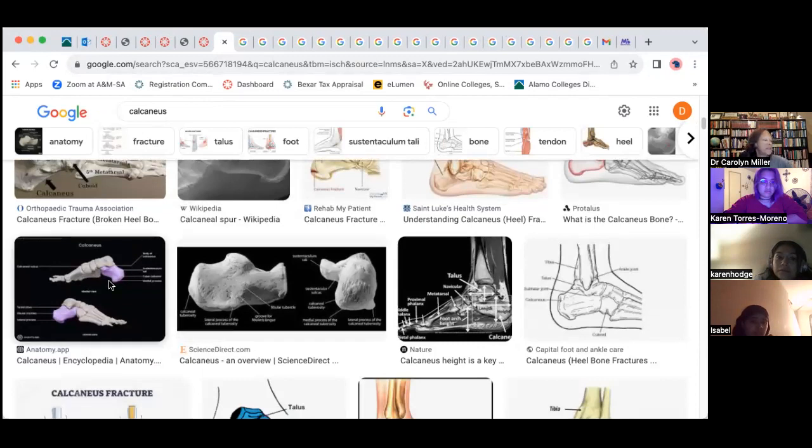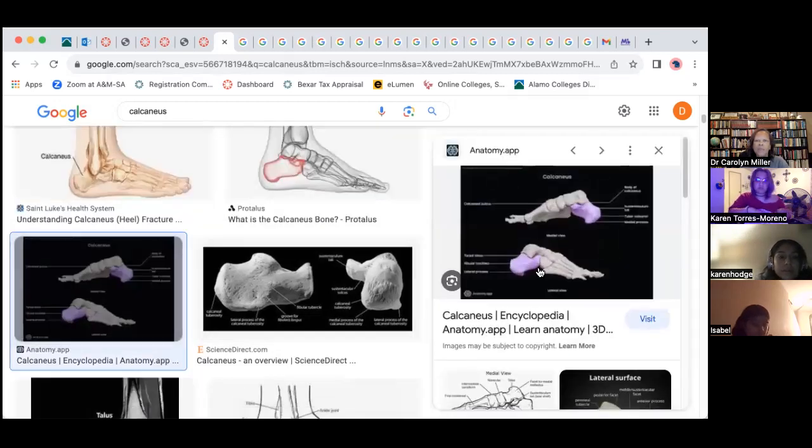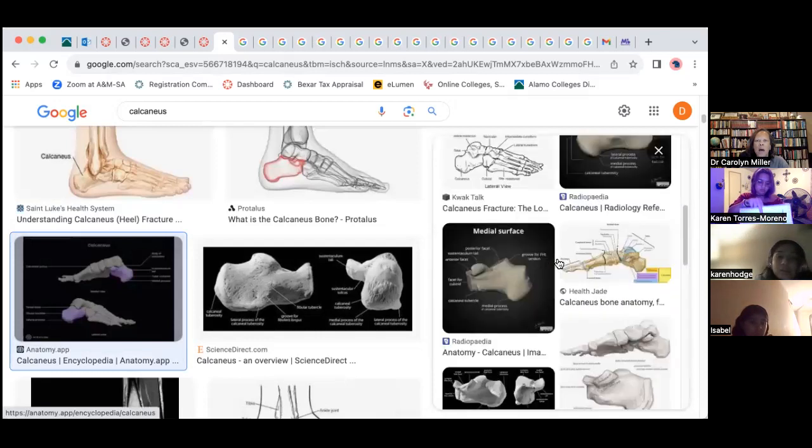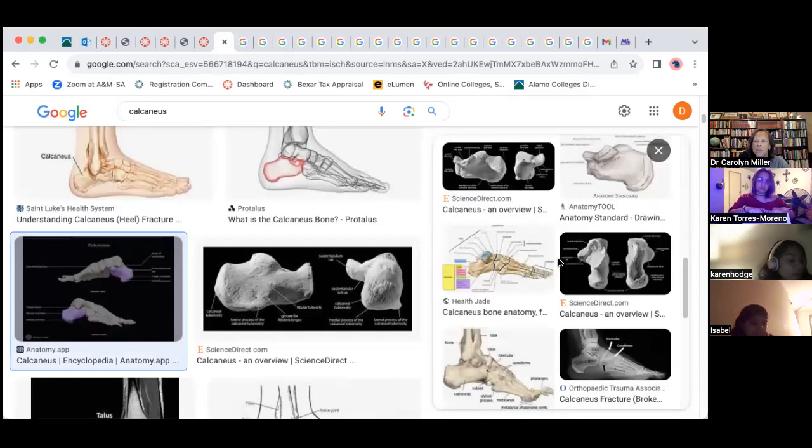Okay, and I could say name the bone in lavender. This is a view. The calcaneus is the heel. It is going to be the furthest most bone away from that foot. Oops, I don't know what I did. So this one or this one, I could choose.